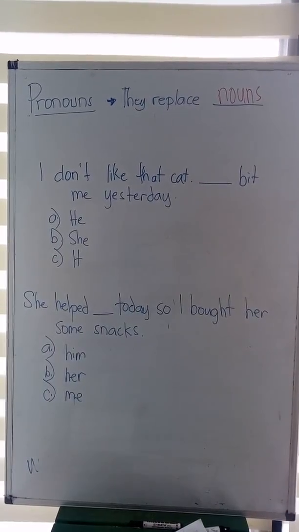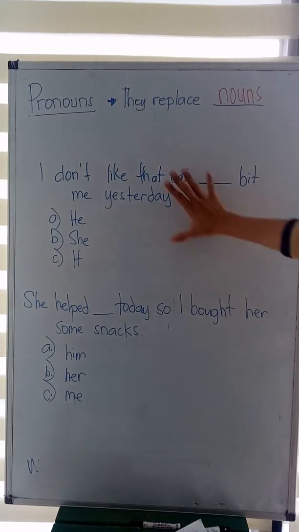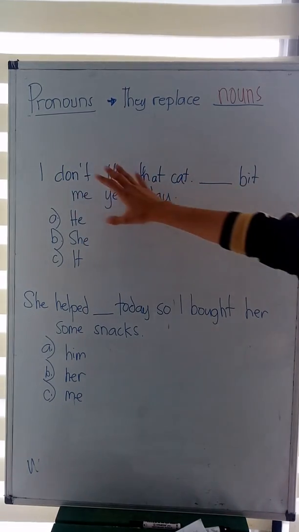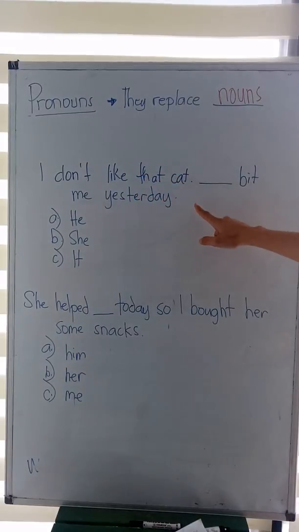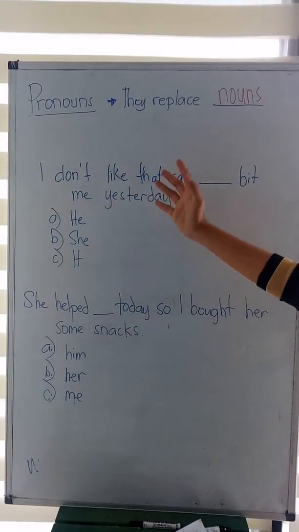So for your quiz, it will look like this. It's multiple choice. You will be given 3 choices every sentence. You have to select the correct answer. Please do read and understand the sentence properly and take clues in the sentence. The clues are also in the sentence to help you decide which is the right answer. Okay? For example, number 1 here, the sentence is, I don't like that cat. Blank bit me yesterday.